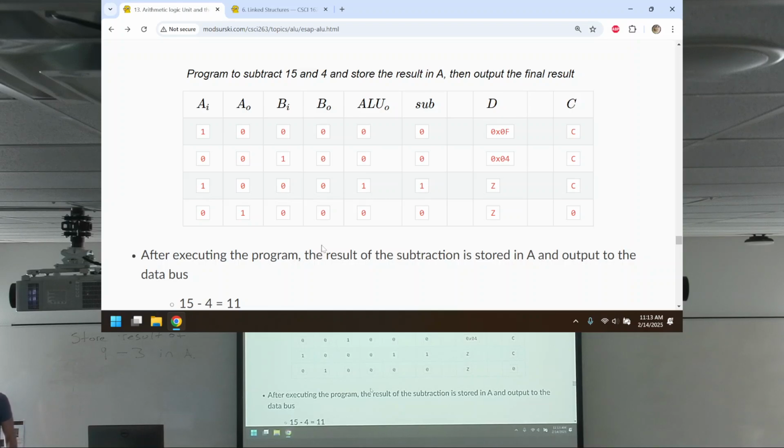I don't mean just store 6 in A. I mean put 9 into A, 3 into B, perform the calculation, and store it back into A. That's what I want you to do. And you have to have it handed in by 11:20. If the question is unclear, ask.